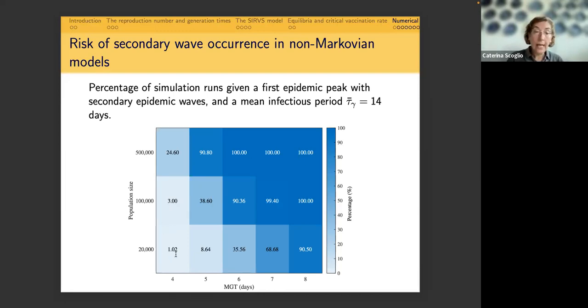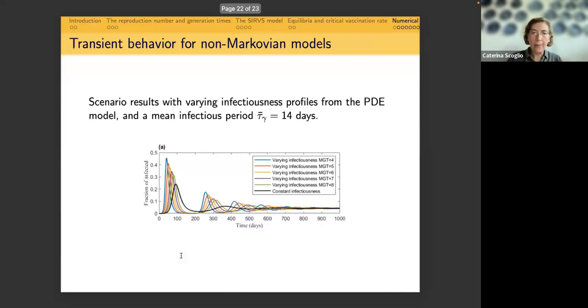However, on the other side, for small mean generation time and a relatively small population, 20,000, only 1% of the curves will have the secondary peak, but 99% of the curves will instead die out. We thought this was an interesting aspect shown by the non-Markovian models that was not shown at all in the Markovian one. So this is really a big difference between the two models, and we wanted to understand a little bit why this was happening.